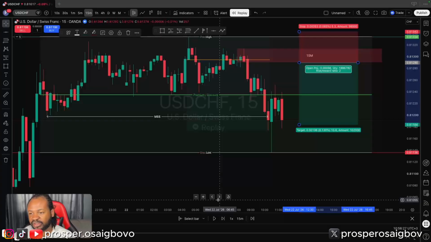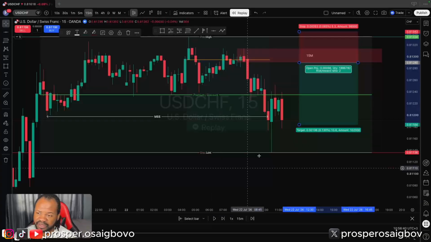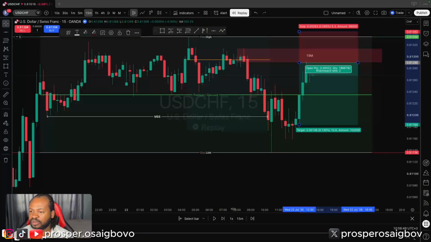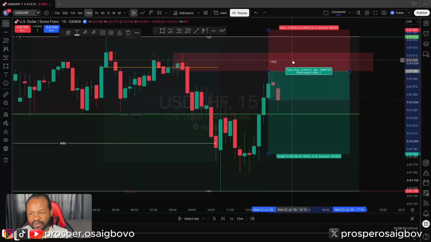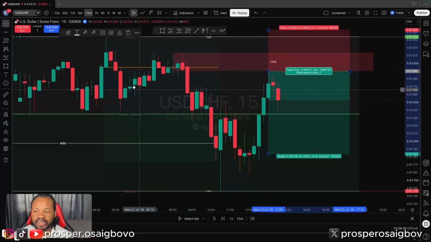When you have a change of character, or something that supports your bias on the lower time frame, you can take that trade on the higher time frame. Now on the 15 minutes, it's the 1 minute. On the 1 hour, it's the 5 minutes. Okay. So now when we step back into the supply, as you can see, if we had taken this, we'd be in profit, but I don't do that anymore.